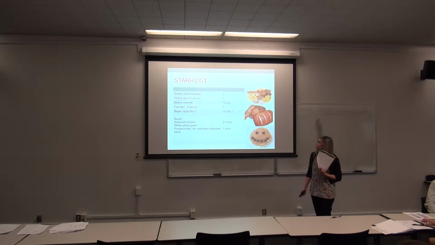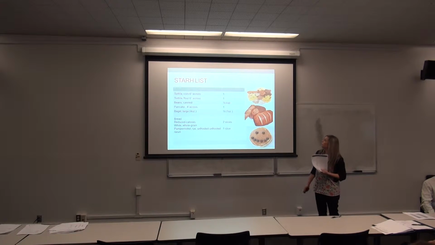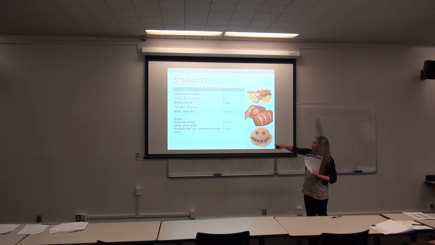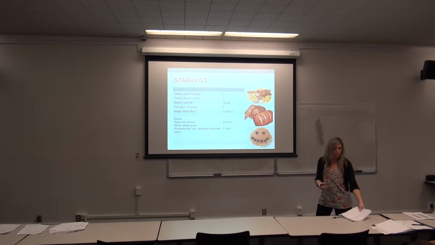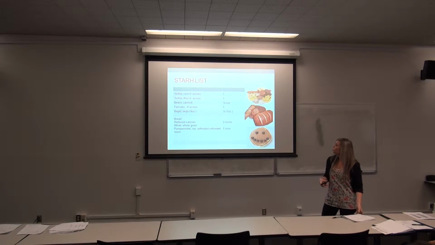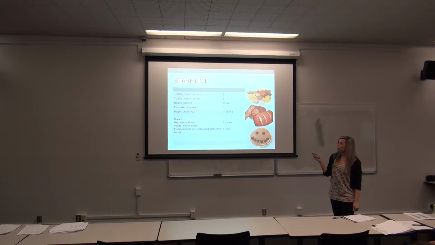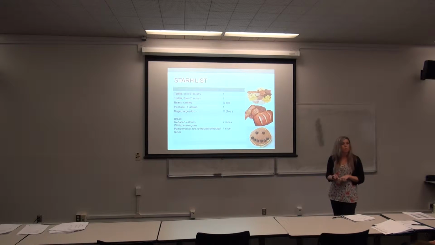So this is the first starch list. If you take a look down the list, you can see at the very top, a tortilla would be considered 1 starch. That would be 6 inches, so that's not very big, maybe about this big. We also have flour, or if you wanted to do canned beans, a 1/2 cup would be considered 1 starch. We also have pancake, bagel, bread. It also has different types of bread listed on the bottom, so sometimes it may be different depending on what kind of bread you're eating.